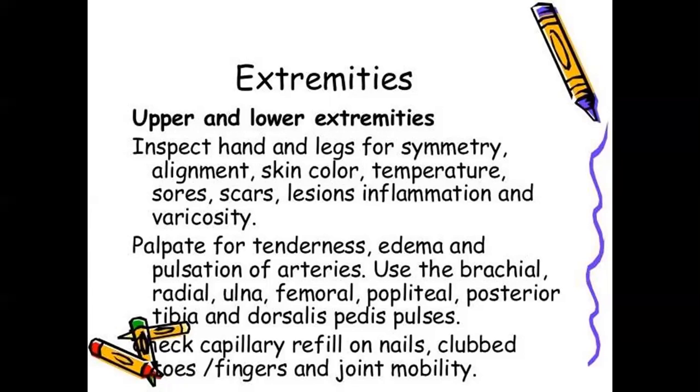Whenever you are checking the pulsation, you can use sites such as the brachial pulse. You can assess the radial, ulnar, femoral, popliteal, posterior tibial, and dorsalis pedis pulse. Any pulse you can check and find out the pulse rate. Then also you have to check the capillary refilling of the nails, and whether the toes or fingers are clubbed or not. So that also you have to find out.